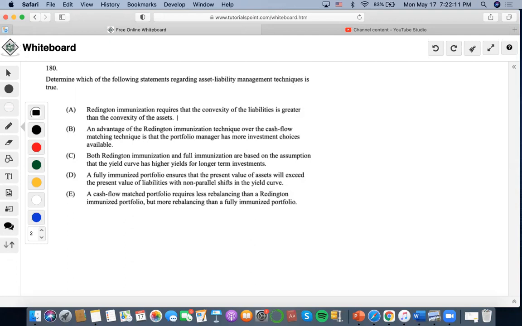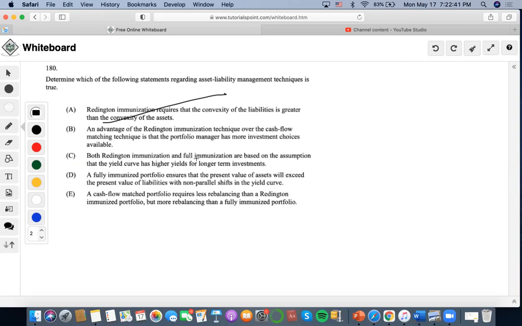One, that doesn't make sense because why would we want any sort of liability being greater than asset? And two, we know that the third rule of Redington immunization is that the convexity of assets should always be greater than the convexity of liability. So A is out. B is an advantage of technique over the cash flow is that the portfolio manager has more investment choices available. We don't know for sure, so let's go on.